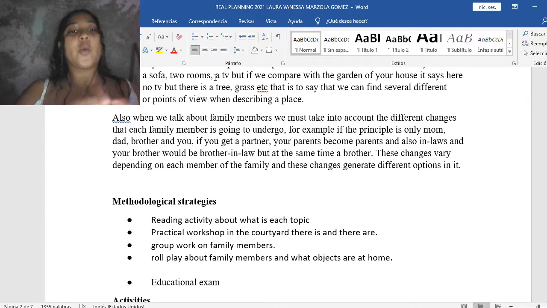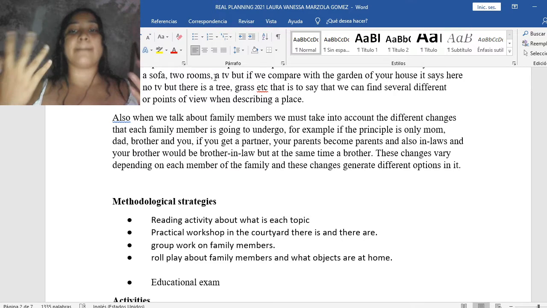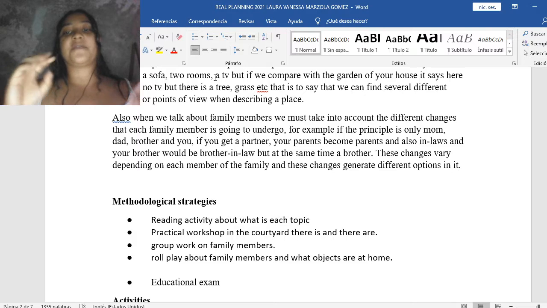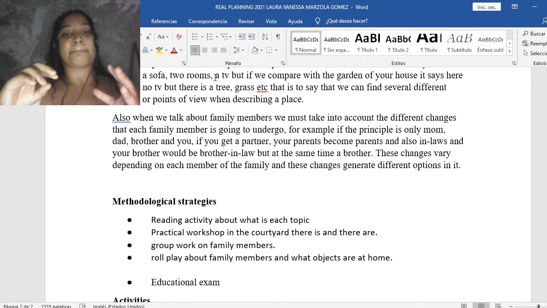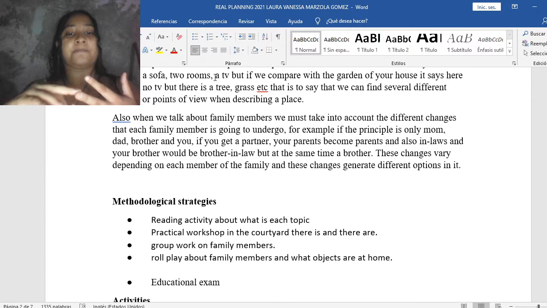Also, when we talk about family members, we must take into account the changes that each family member is going to undergo. For example, if the family is only mom, dad, brother, and you, and you get a partner or have a relationship with another person, your partner's parents become your in-laws, and your brother will be your brother-in-law, but at the same time he is your brother. This changes depending on each family member.